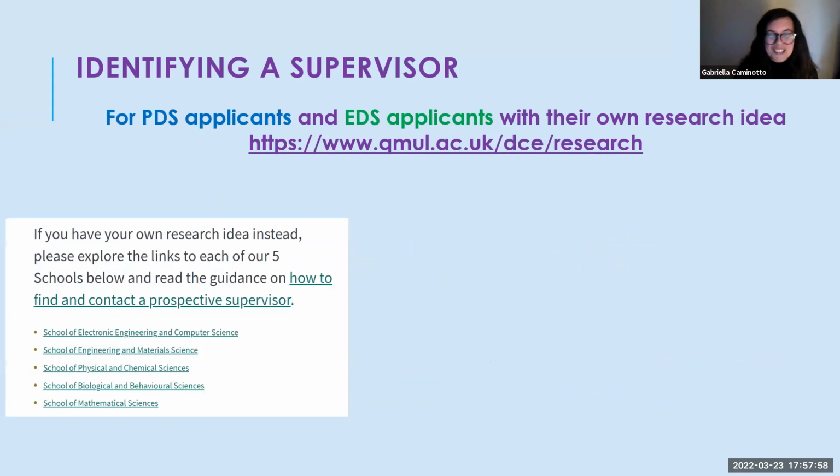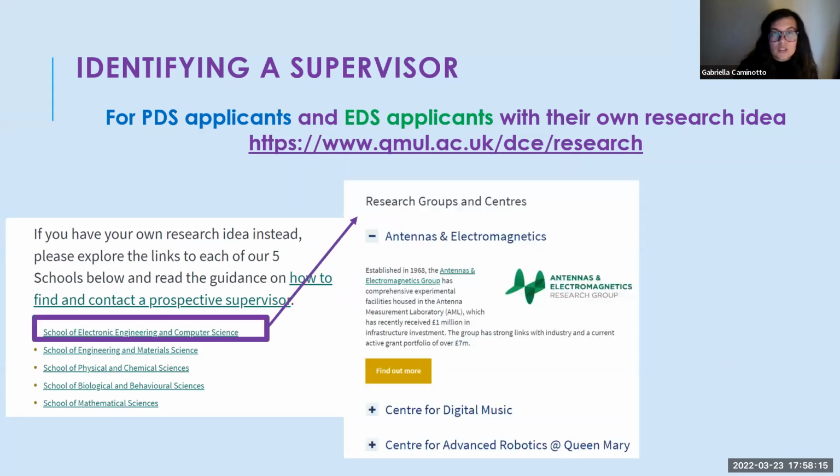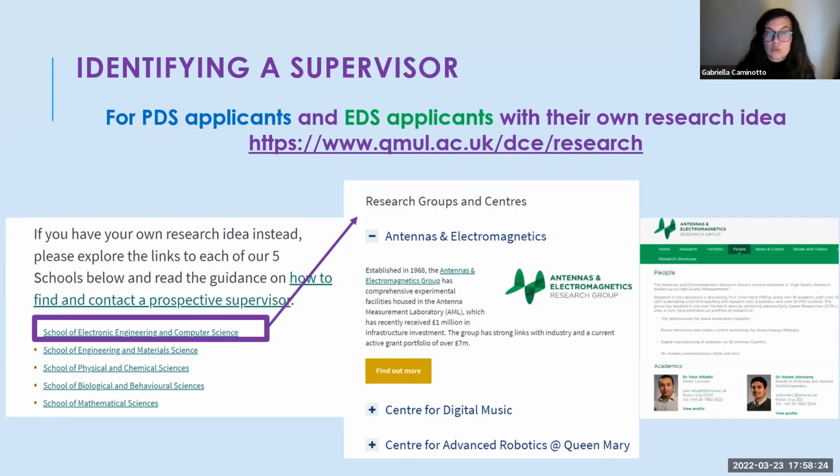Just a couple of screenshots to give you an idea of what I was talking about. For PDS applicants and for EDS applicants with their own research idea, you go to our research webpage. You see the 5 links to the 5 schools on the screen. Let's say you're interested in electronic engineering, and in particular, you're interested in antennas. If you click on that link, it will take you to a page with the research groups within that school. You can have a look at the antennas group, and if you click on find out more, it will take you to a page where all the academic staff profiles are listed with their interests, their profiles, and their contact details. That's how you can find someone that you think you might work with.